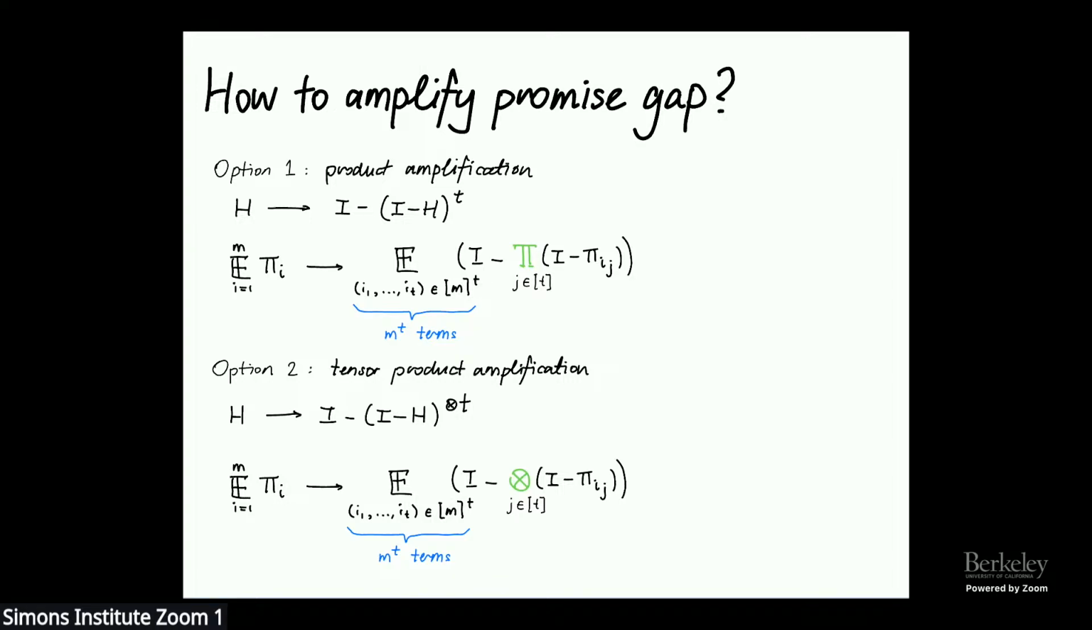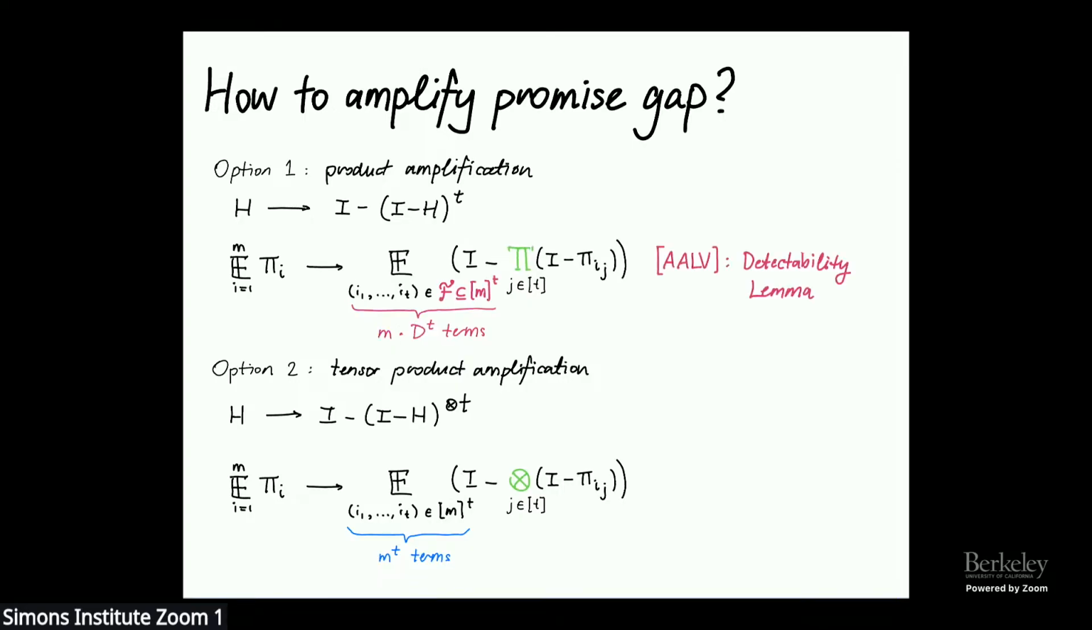Okay, so to get the parameters that I talked about earlier, I want fewer terms than this, right? M to the t is too many. I want like m times a constant, where in particular the constant was d to the t for some constant, right? So one way you can do this, and this is what AALV achieve in their paper, is that you subsample the terms.